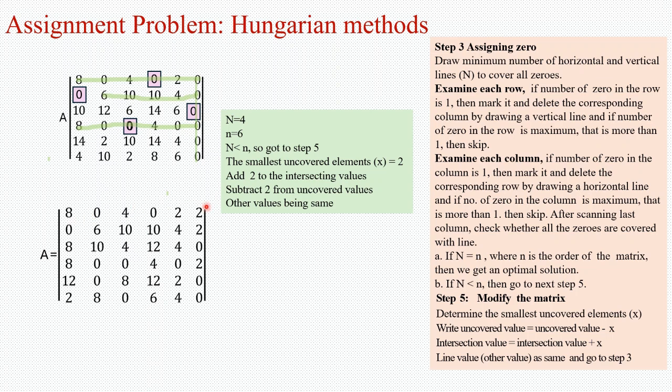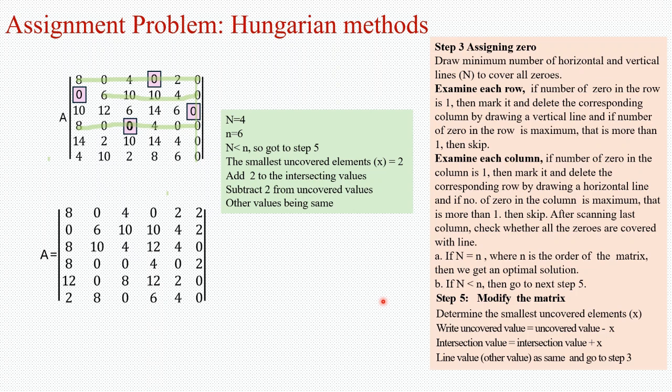Add 2 to the intersecting values, this and this. Then, subtract 2 from uncovered values, 10 minus 2, 8, 12 minus 2, 10 and so on for all values. Other values being same. Now, next step is to scan the row and column again.